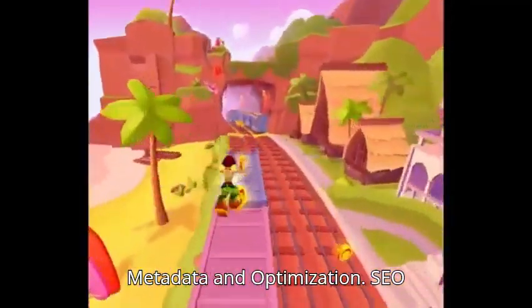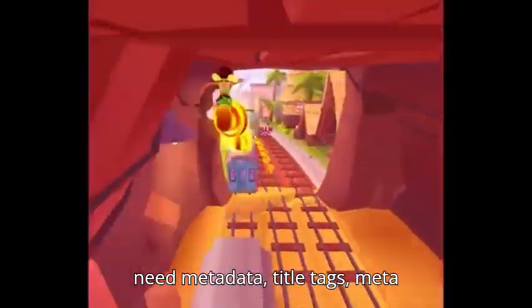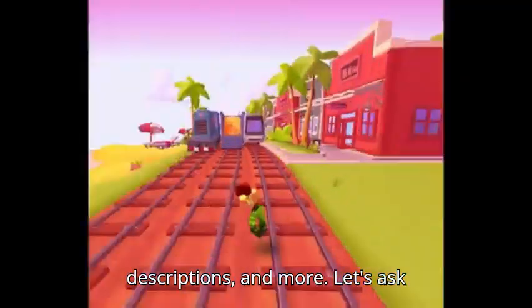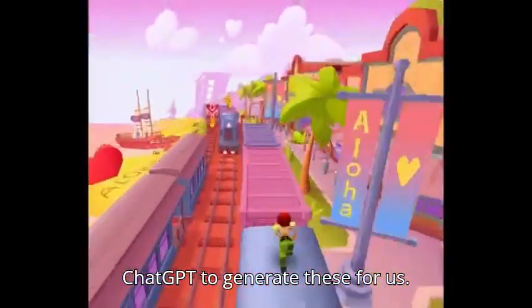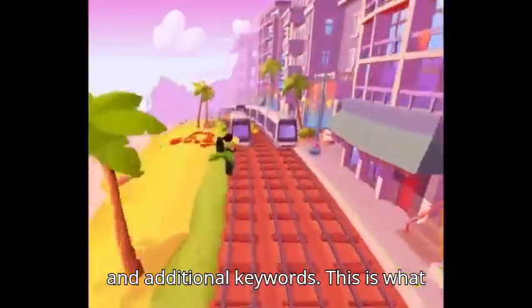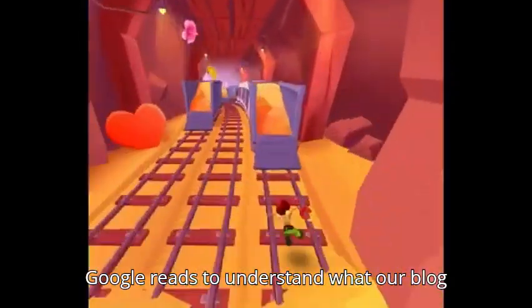Chapter 4. Metadata and optimization. SEO doesn't stop at just writing the blog. We need metadata, title tags, meta descriptions, and more. Let's ask ChatGPT to generate these for us. Here we go, the meta title, description, and additional keywords. This is what Google reads to understand what our blog is about.